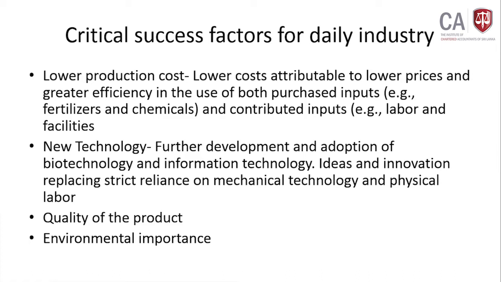Then the fourth one is environmental importance. Nowadays it is important to protect the environment also. In the case itself it was given that the government has banned use of polythene. At the same time, when you are using some other fertilizer also, you have to worry about the environmental impact of that. So, environmental importance also I identify as a critical success factor for this industry.